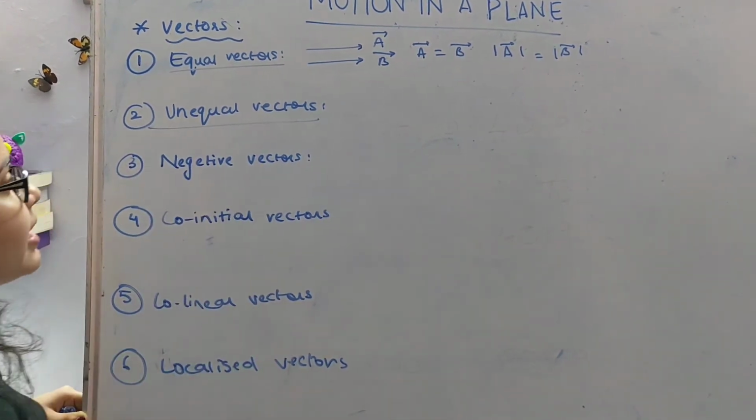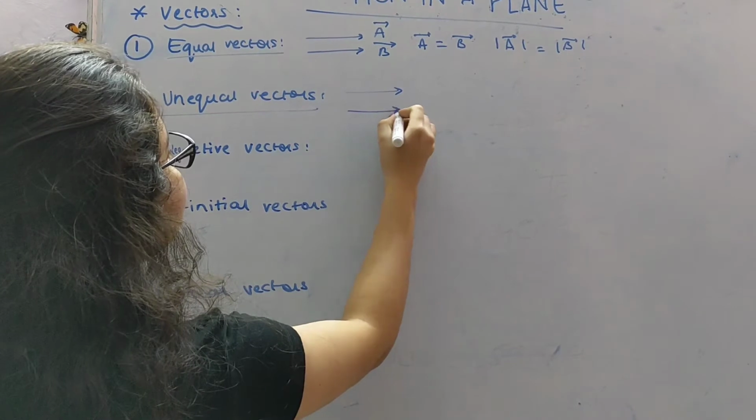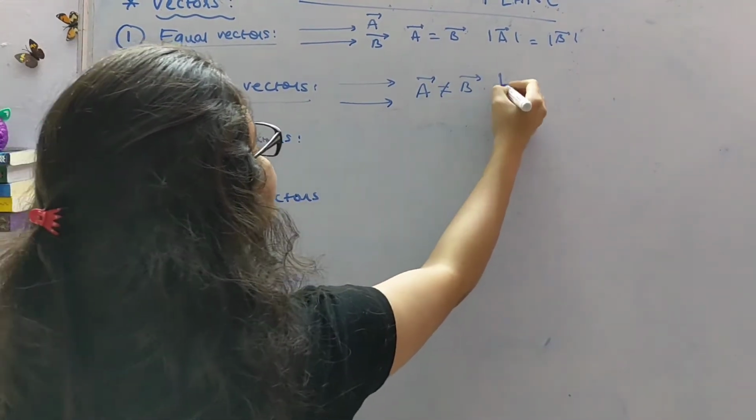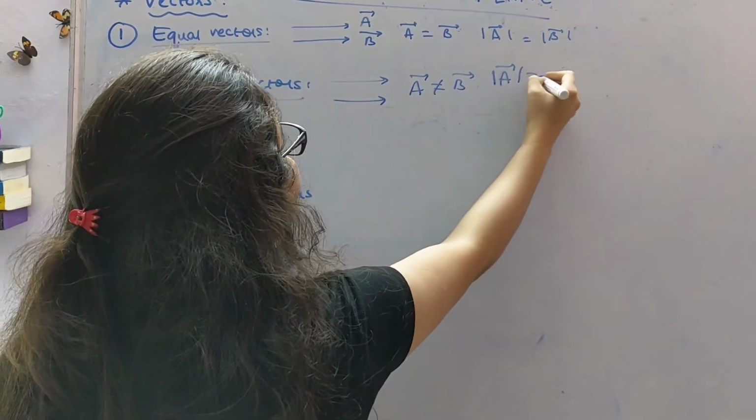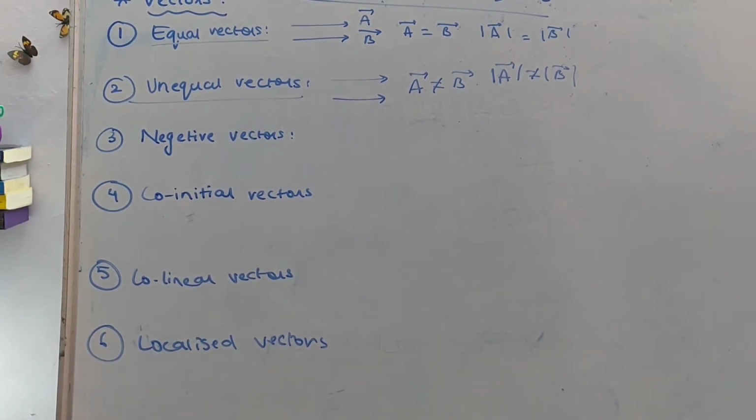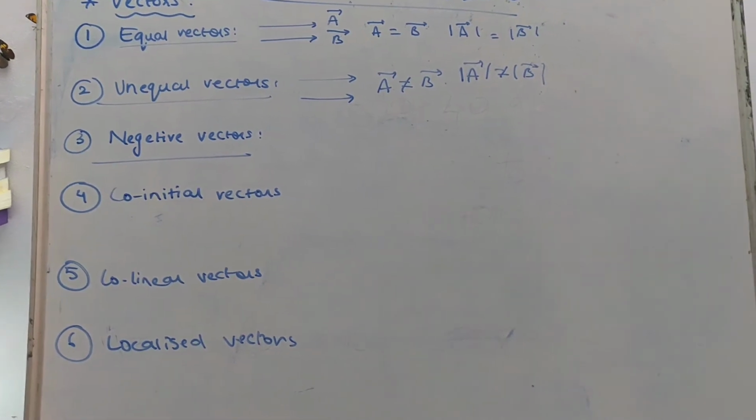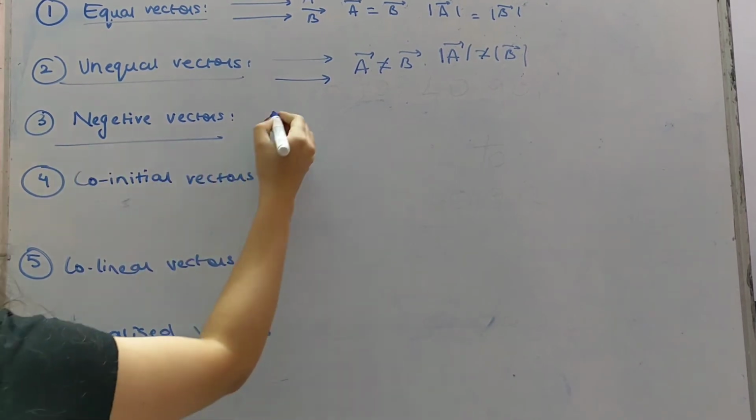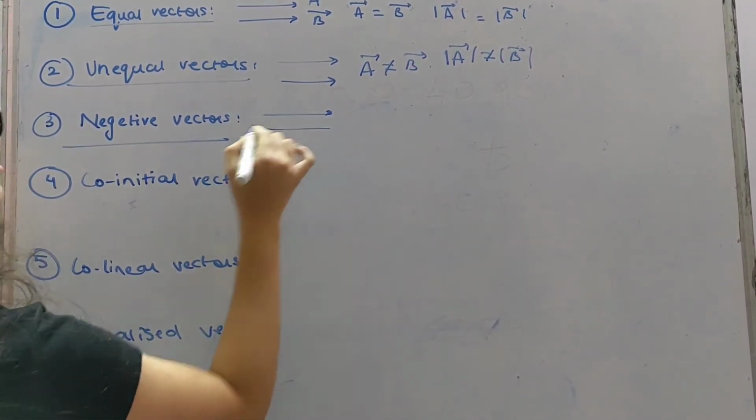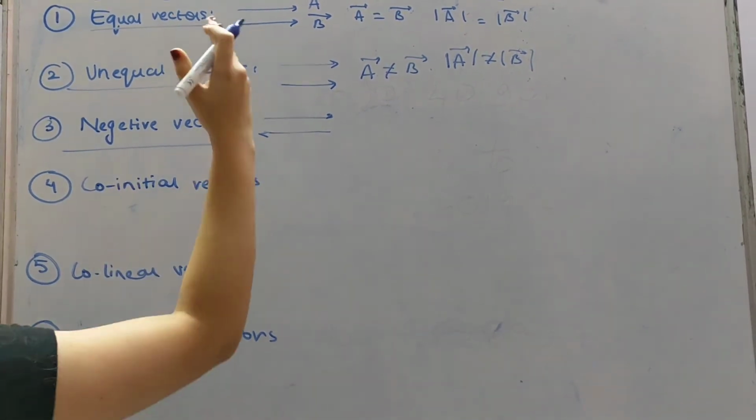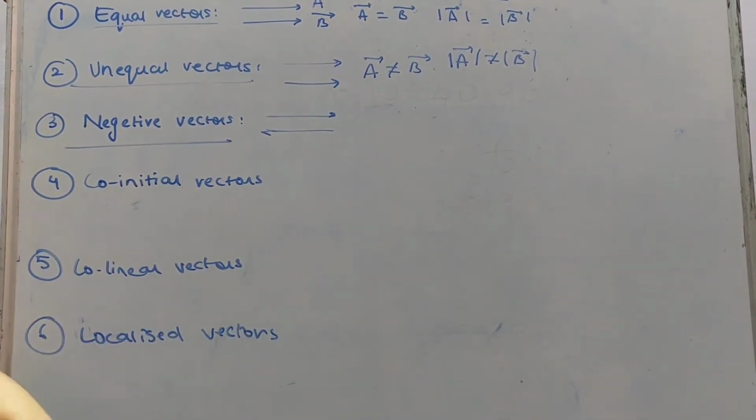Second, we have unequal vectors. If two vectors are in the same direction, they are said to be unequal vectors if their magnitudes are not the same but their directions are the same. Next, we have negative vectors. Negative vectors are those vectors which may or may not be the same in magnitude, but they are always opposite in direction. If this is going in plus i cap, this will be in minus i cap.